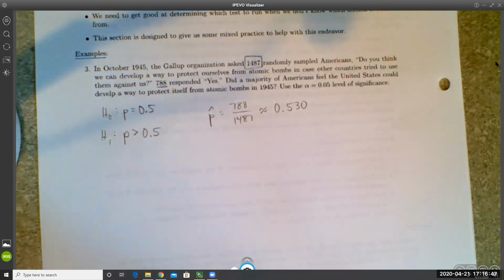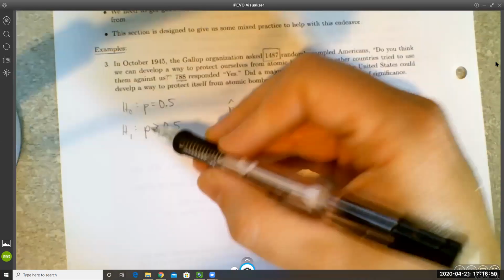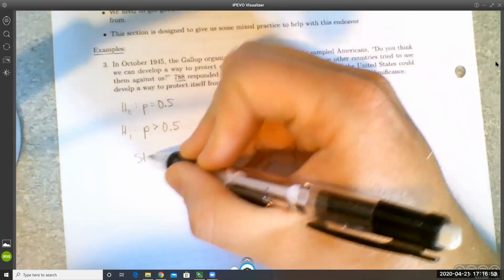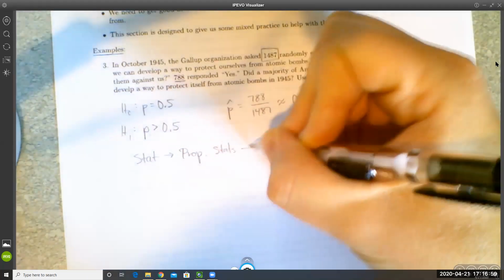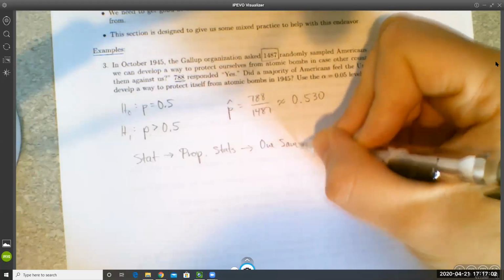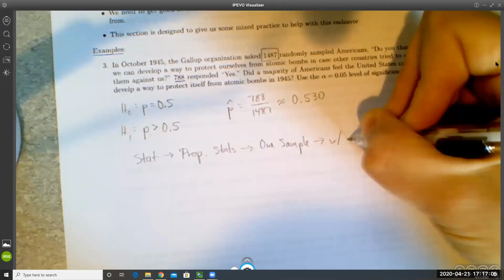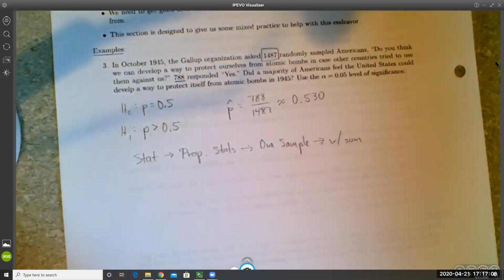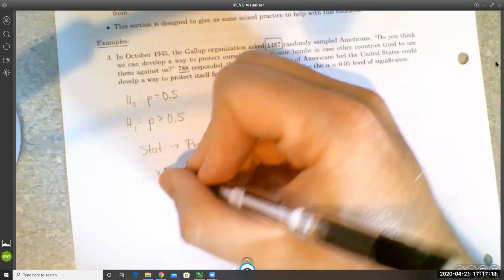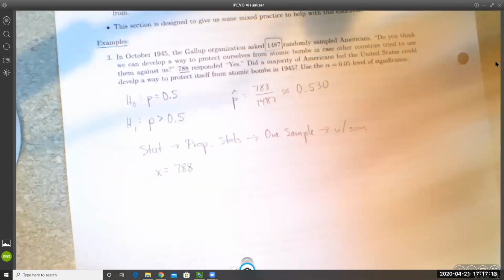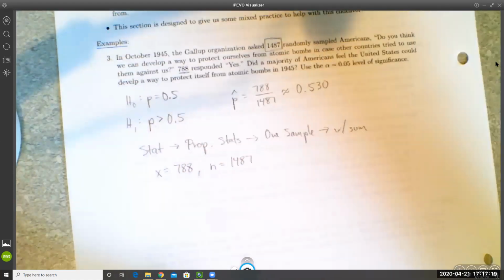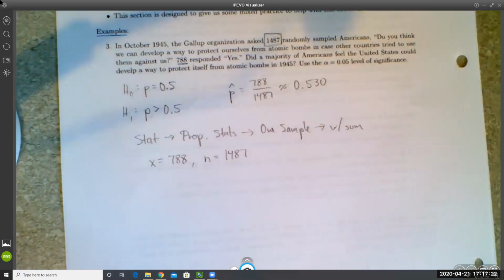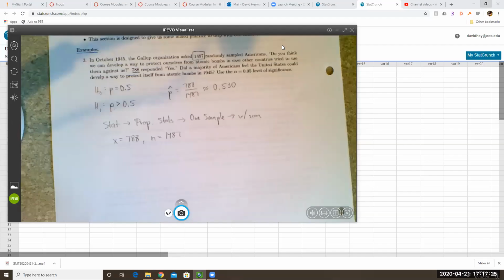Well, to answer that question, we're going to run the test. Since we're testing proportions, we're going to go to stat, proportion stats. We only have one sample, and we don't have the data. We have a summary. When we go there, we'll be prompted for the number of successes, which we said a second ago was 788, and the number of observations, which was 1,487. I think that's enough information for StatCrunch to give us the answer.